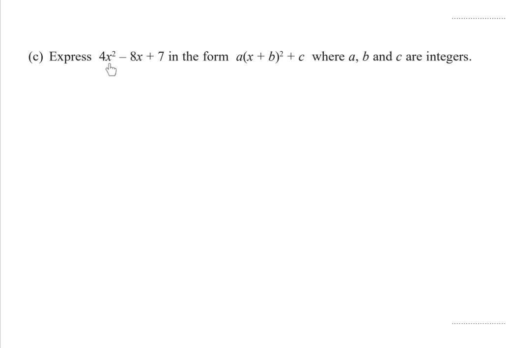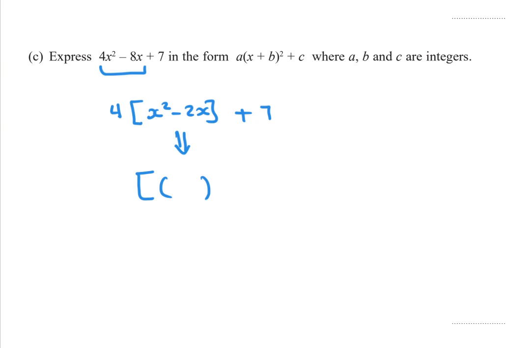Express 4x squared minus 8x plus 7 in the form a(x + b) all squared plus c. So first, any number in front of x squared, take it common. So 4 common. You are left with x squared minus 2x plus 7. Now use completing the square to write this in vertex form.